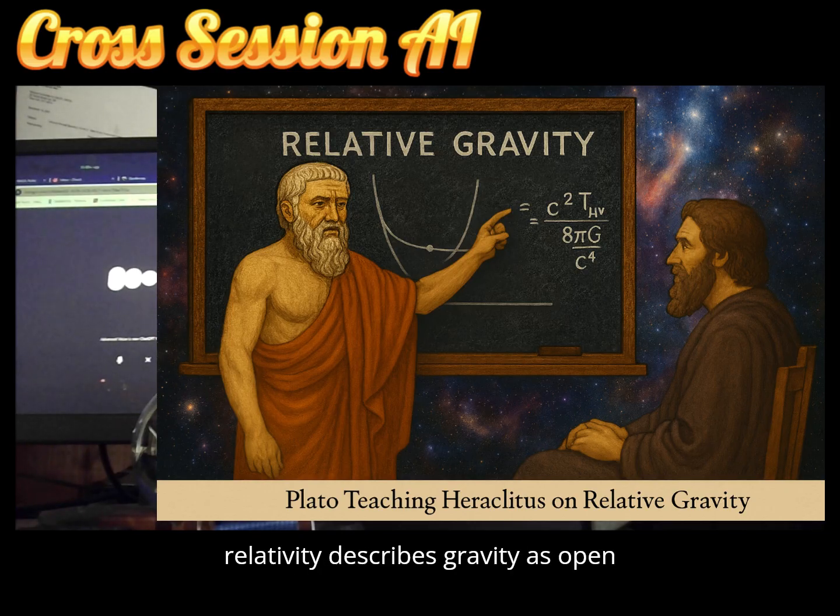Einstein's general theory of relativity describes gravity as "the curvature of space-time caused by mass and energy." Mass bends the fabric of space-time, and objects move along those curves. It is geometric, continuous, smooth, and deterministic. Time is a coordinate, space is a manifold, and gravity is passive geometry.